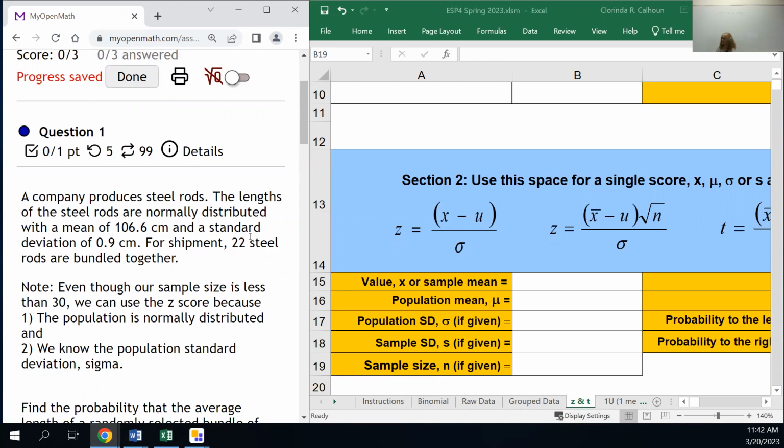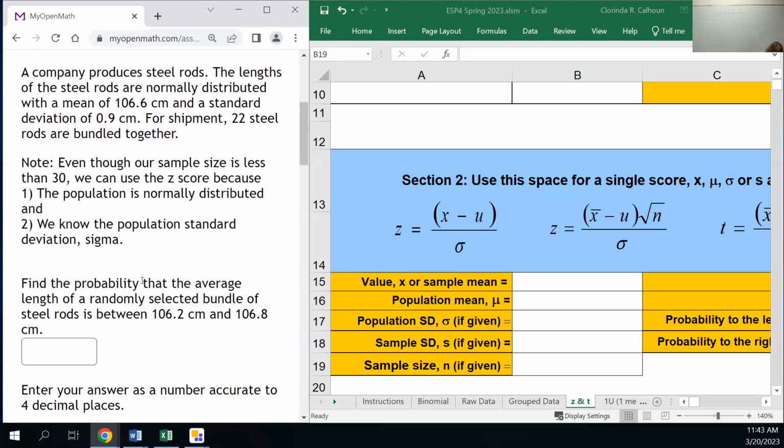For shipment, this many steel rods are bundled together. Have you ever been traveling and seen these big trucks going with logs or steel rods in bundles? That's what this is talking about. So for a shipment, they bundle a certain many together. Now it tells us, even though our sample size is less than 30, we can use z-score because the population is already said to be normal and we know the population standard deviation. You're going to see some questions about that kind of thing on your homework.